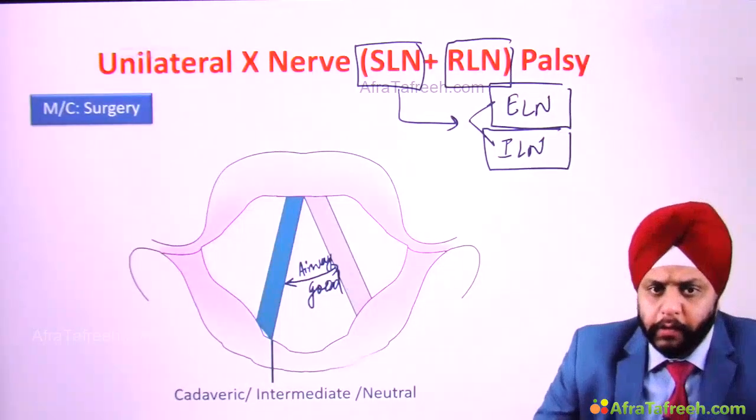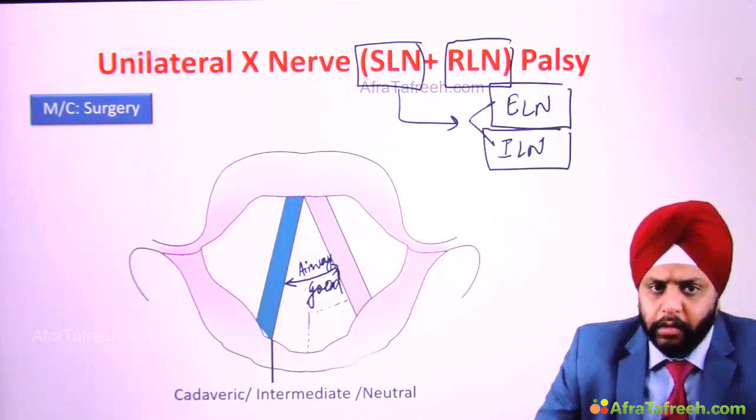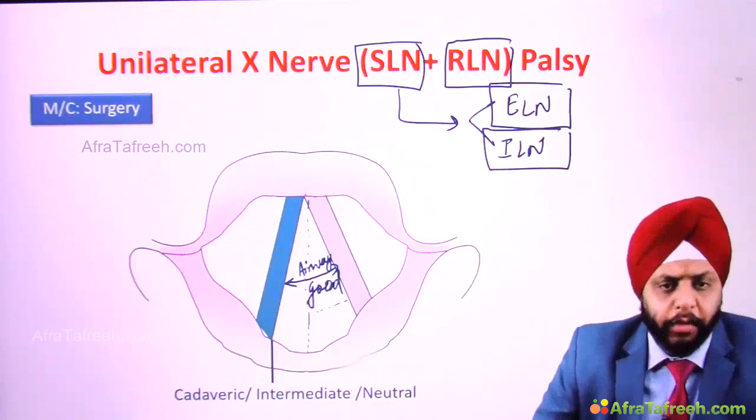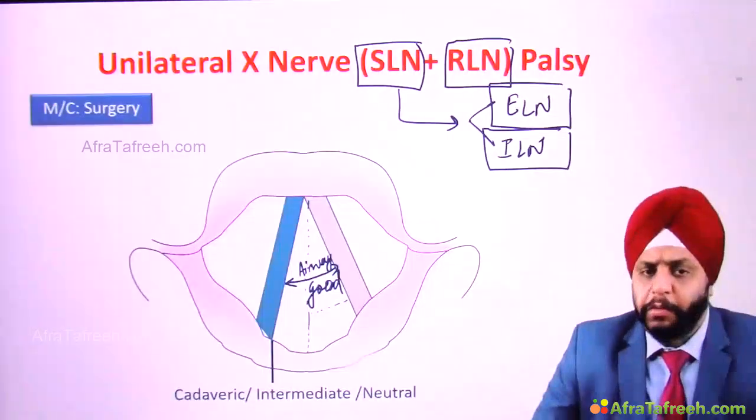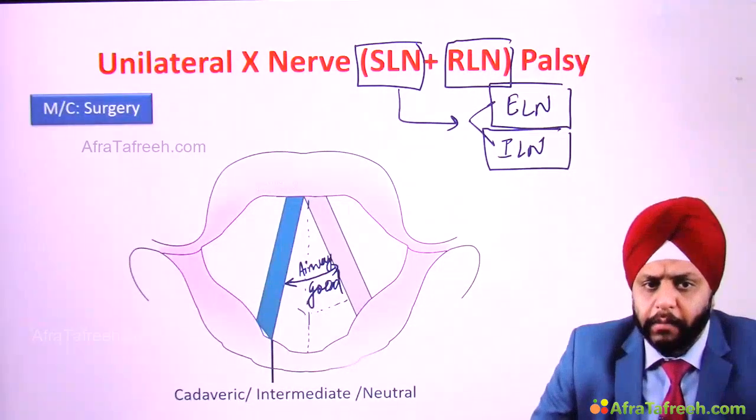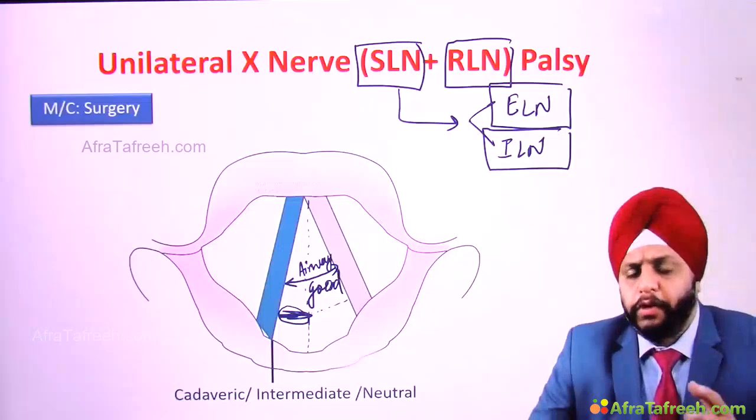Hoarseness. Why? Because this vocal fold can come and meet over here in the midline. Right? Initially it can reach only the midline. Will the voice be good? No. Why? Because the other vocal fold is not able to meet. So there is a gap. At the time of adduction, we can see there is this much of gap. So the patient's voice is bad.